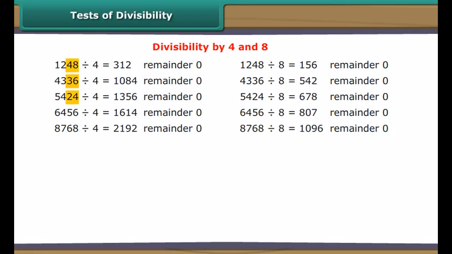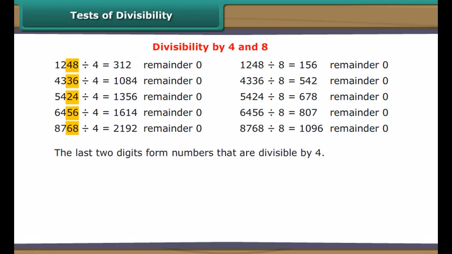Therefore, we can say that if the last two digits of a number form a number divisible by 4, the number is divisible by 4. Self-assessment: test the divisibility of the given numbers. Drag and drop the options in the appropriate boxes.